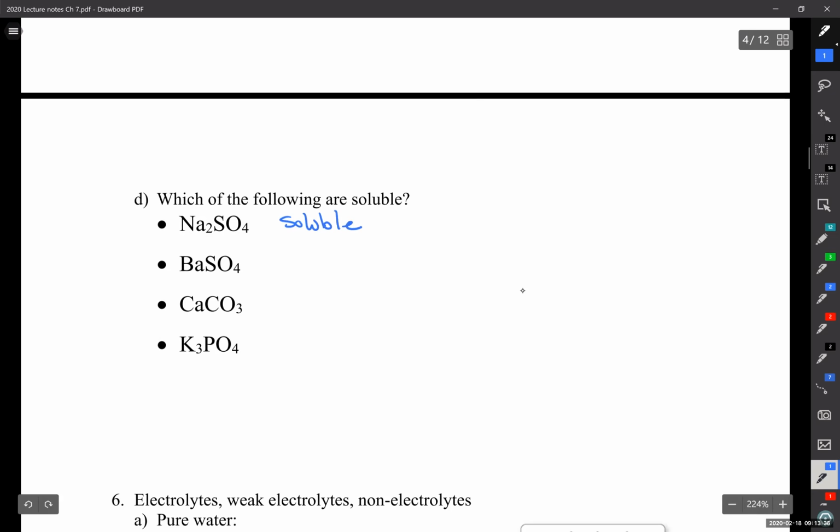Now, in a chemical formula and a balanced chemical equation, when we're putting states in, when we say something is soluble, we mean it dissolves in water. We would write something like this: Na2SO4, and then the state is aqueous, AQ. That means it's a homogeneous solution with water, right?